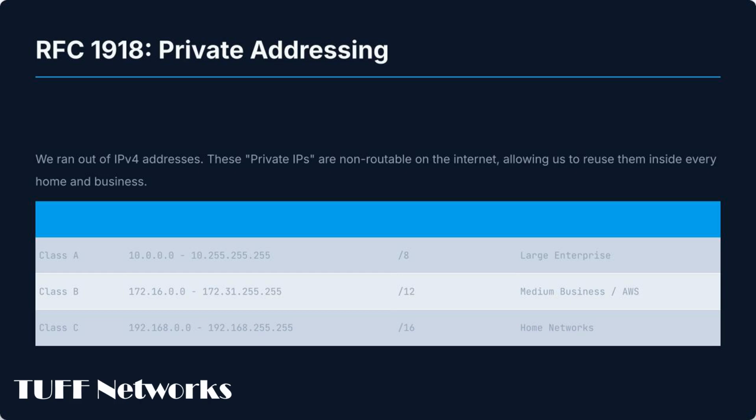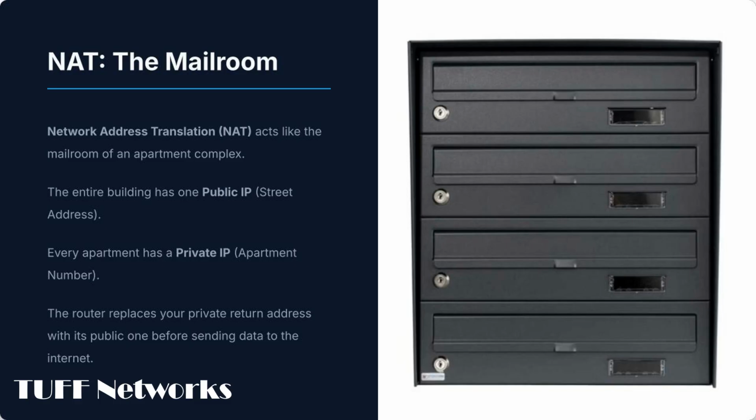RFC 1918 addresses are non-routable on the public internet. If a core router at Google or your ISP sees a packet coming from 192.168.1.5, it immediately drops it. These addresses are free to use inside your home or business, but they cannot travel across the web. So, how do you watch YouTube if your laptop has a private IP that can't go on the internet?